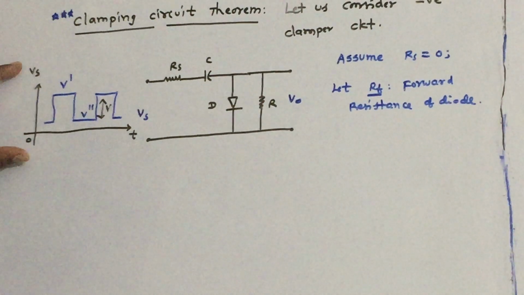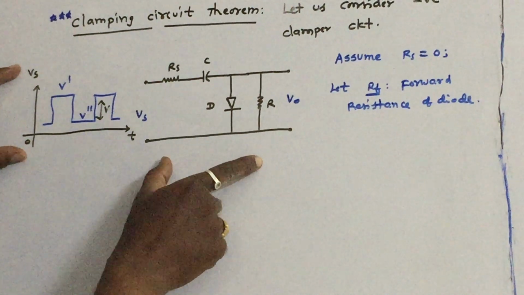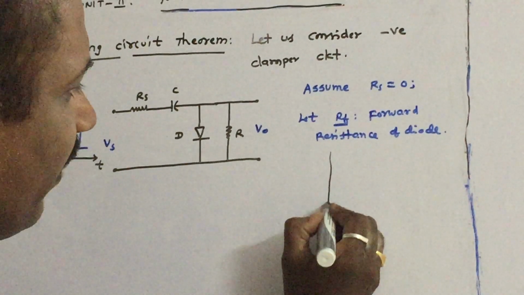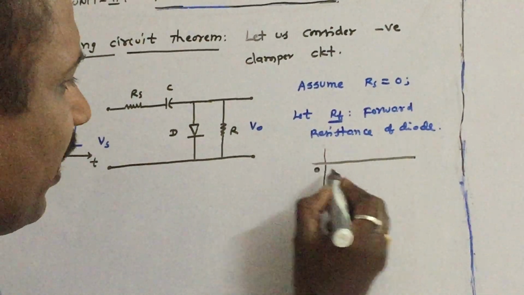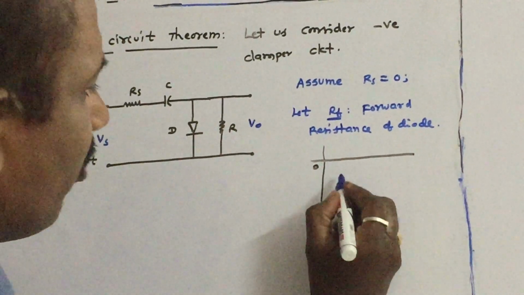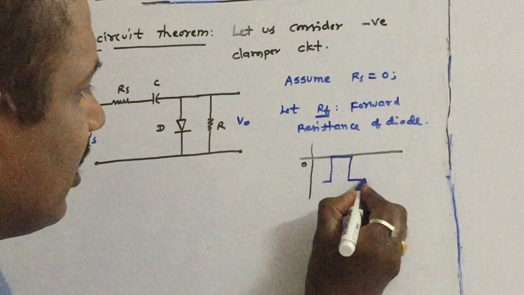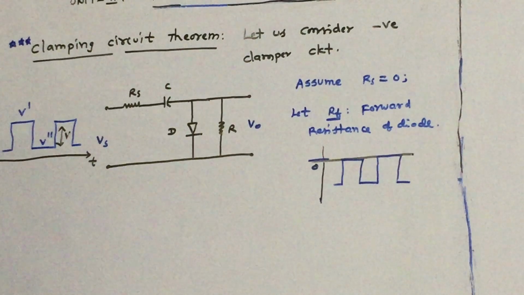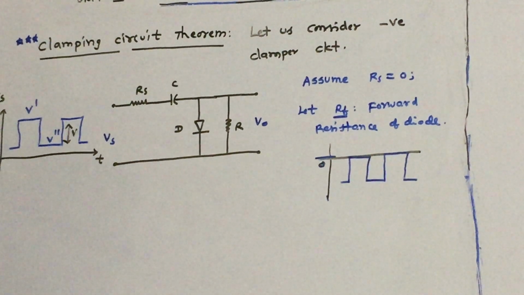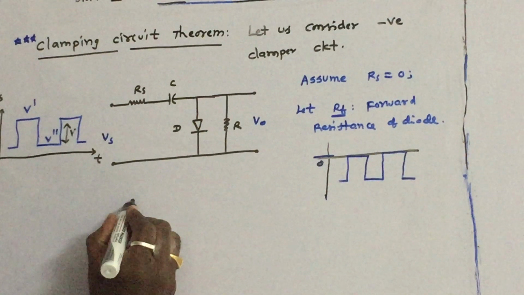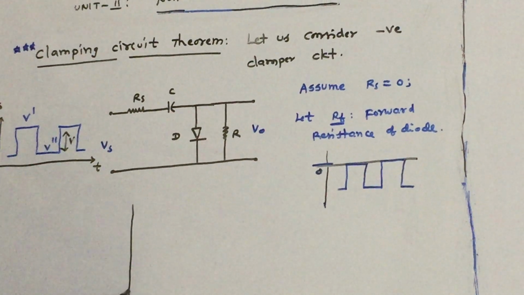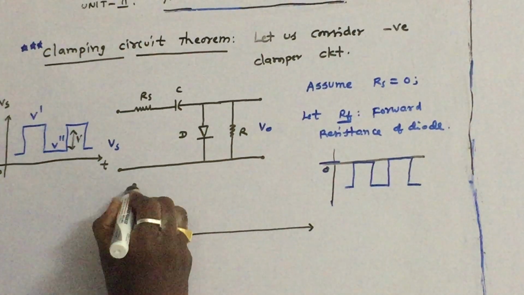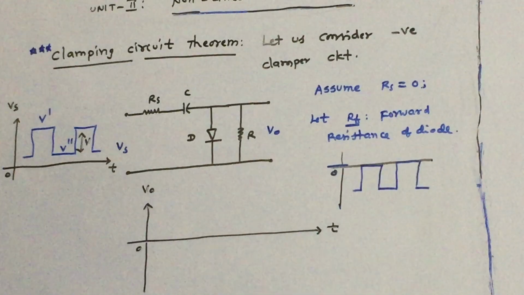Now when this kind of input is applied to this circuit, since it is a negative clamper, in the ideal case we expect the square wave to be clamped to the 0 level like this. So this is the ideal output we should expect from this negative clamper circuit. But because of the resistor RF in the circuit, the output will not come like that. So the output will come like this. This is just 0, and this is our output voltage V0 versus t.